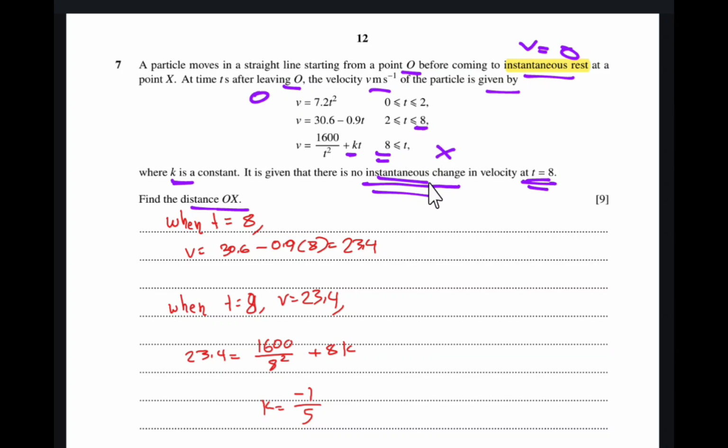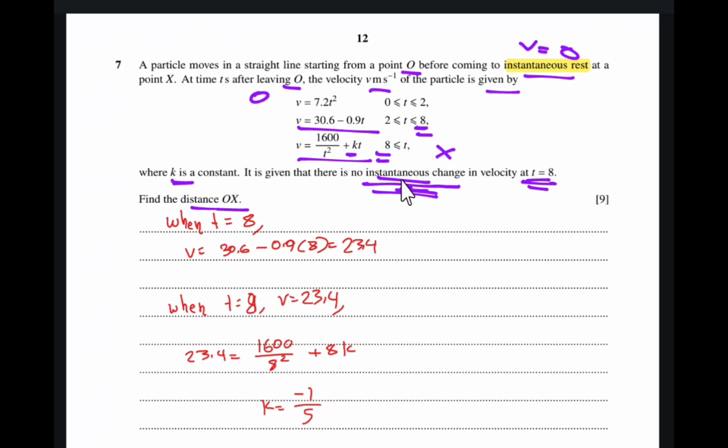Initially it is mentioned that there is no instantaneous change in speed. That means the speed at this instant at time t equals 8 is equal to the speed at this instant at time t equals 8. First of all, to calculate the distance, we can calculate the first two distances easily. But first we need to calculate the value of k, since we have been given the information. So what would be the value of k?